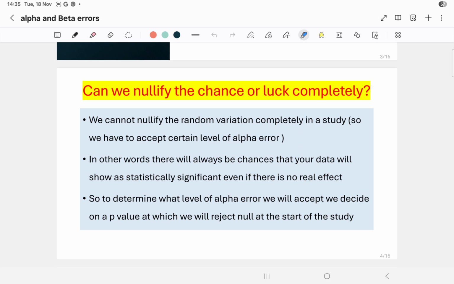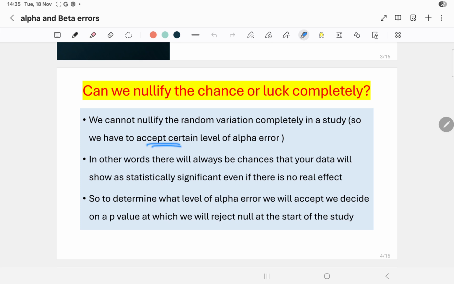So the question is, can we nullify the chance or luck completely? Can we nullify the alpha error completely? No, we cannot. I will take the same example again. I know that you study and you really work hard, but I am just taking an example. Suppose you have not studied at all and you go to the exam. Can you nullify the chances completely that you will pass? No. There is always a chance that you will pass. Similarly, in clinical research, there is always a chance to see statistically significant data, even if there is no effect, even if both the groups are the same. So we cannot nullify the random variation completely in a study.